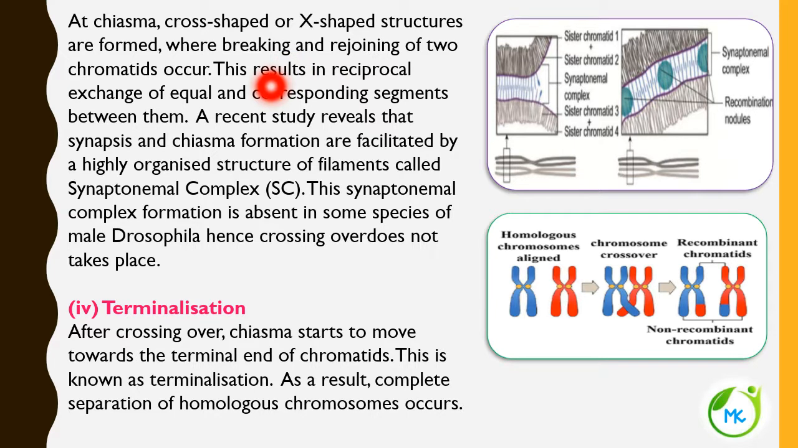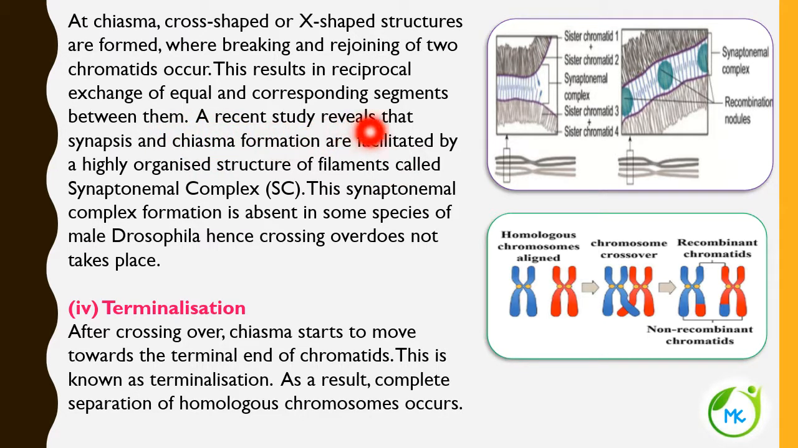At chiasma, cross-shaped or egg-shaped structures are formed, where breaking and rejoining of the two chromatids occur, and this crossover is a reciprocal exchange of equal and corresponding segments. Whatever segment is given from one chromosome, the same amount will be carried from the other chromosome as an exchange. That's why it is referred to as mutual exchange of chromosomes.